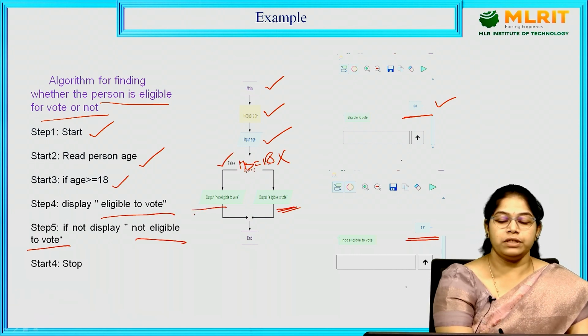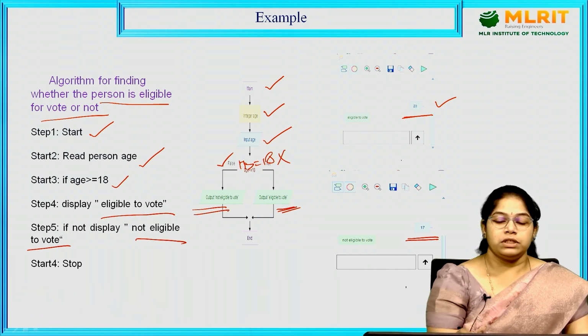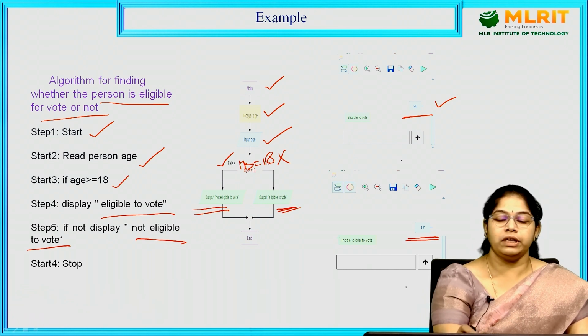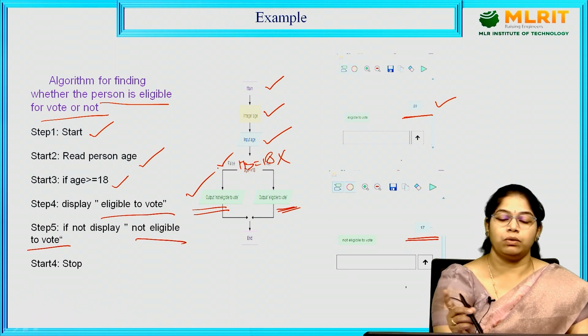Then the output is represented in the flowchart symbol parallelogram. 17 greater than or equal to 18 is false, so the control goes to the false block. Here, "person not eligible to vote" is executed.